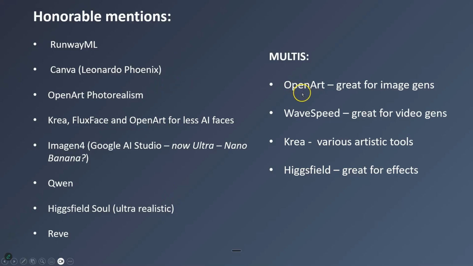OpenArt is good for image generations and comparing the different tools. WaveSpeed is great for video generators and comparing those. And very often how they're used is, since they don't have all the functionality of the real thing, but they have enough for you to find out which is the one that will work for you best, and then you can go off and subscribe to the one that's really great. Krea is another one. And Higgsfield, as you'll see shortly, is amazing for special effects and a whole bunch of other stuff, including some very revolutionary stuff.